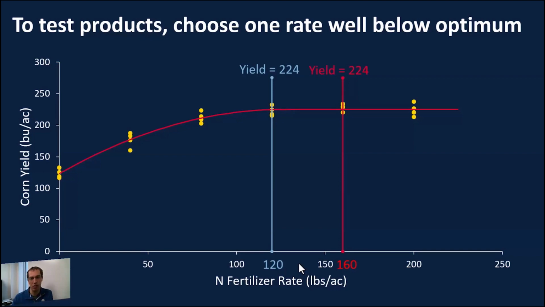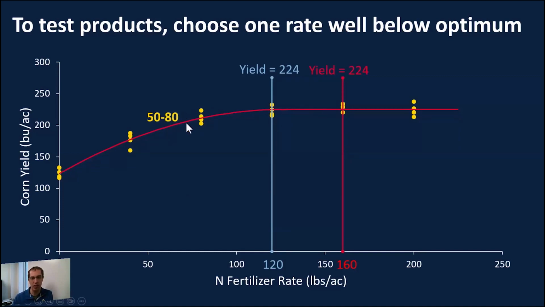So the important thing to think about with this curve and testing nitrogen products is that, instead of testing them at higher rates, such as we see right here at 120, 160, it's really best to choose one of these rates down here lower, where this curve is going up. So we see right here between 50 and 80, we're increasing in yield.